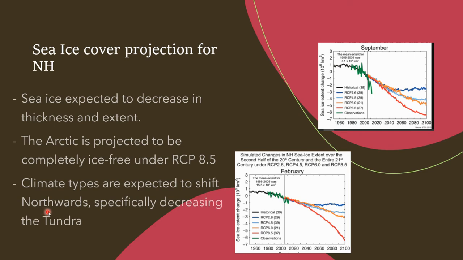Climates are shifting northwards, and it's specifically decreasing the tundra. I'll show you what the tundra region is about. That is ET, tundra. It is decreasing, so we will see that. Just keep these two pieces of information in mind. I'm just giving you a heads up. If you know this perfectly, you will get two easy marks in two of your questions.